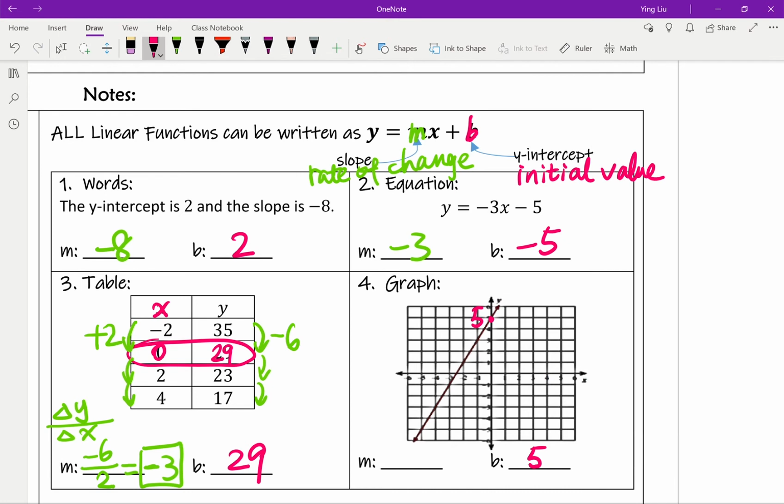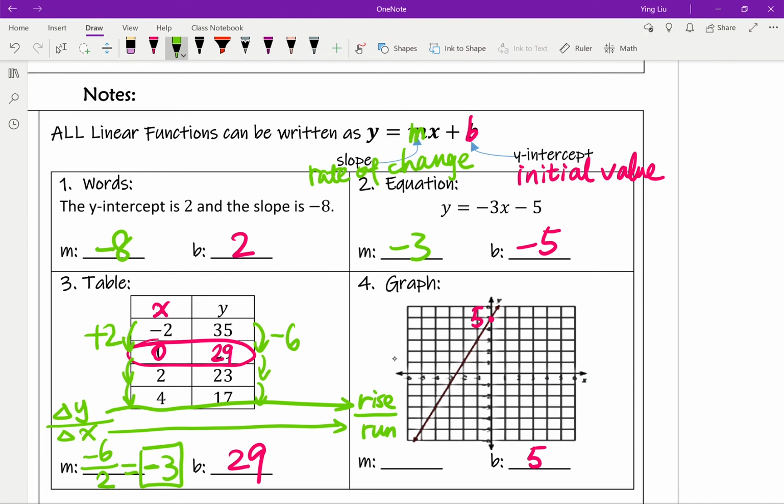Okay, so we want to make a connection here. We want to know that this formula is actually the same as rise over run. Because the rise is the change in the y direction, which is up and down, and the run is the change in the x direction, which is left and right. So it's consistent with the change in y over change in x.